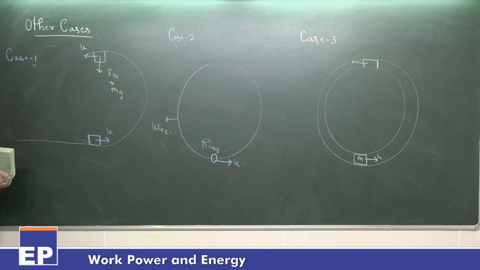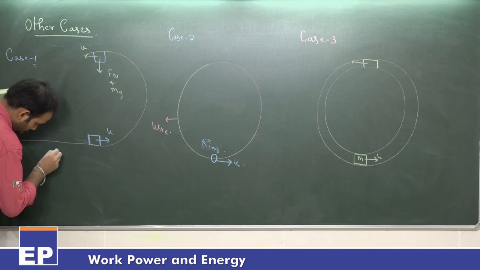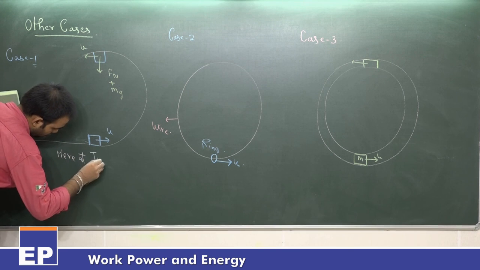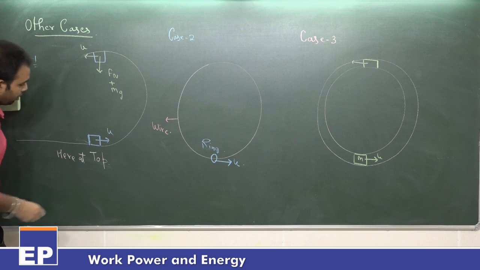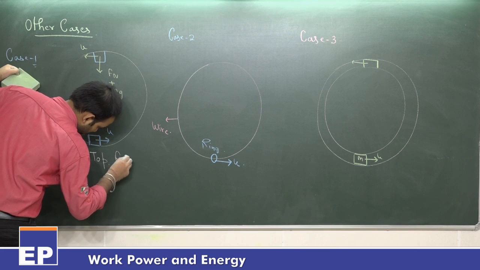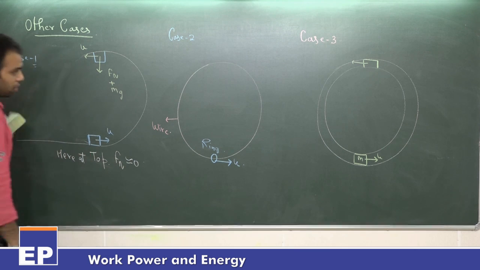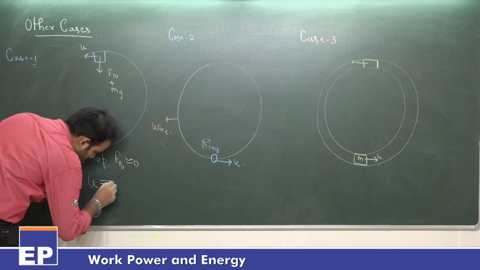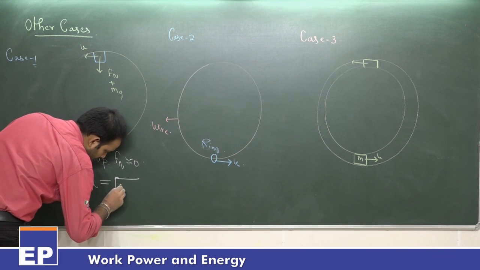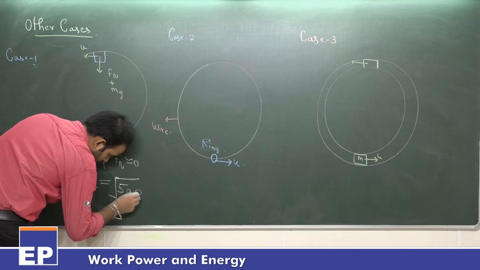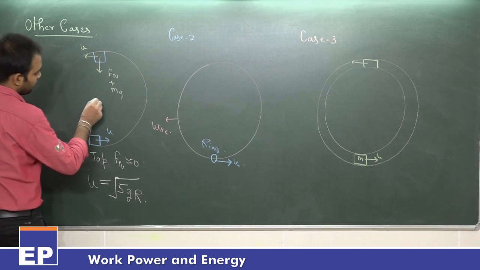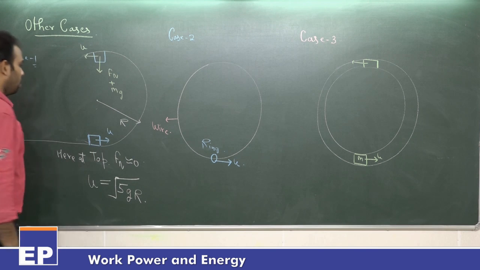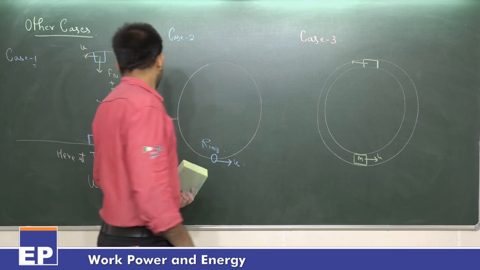Here it is the same thing. If here at the topmost point Fn can be 0. If Fn is 0, then what is the initial speed to be given to it? The u possible is root 5gR. R is the radius of it. Right?